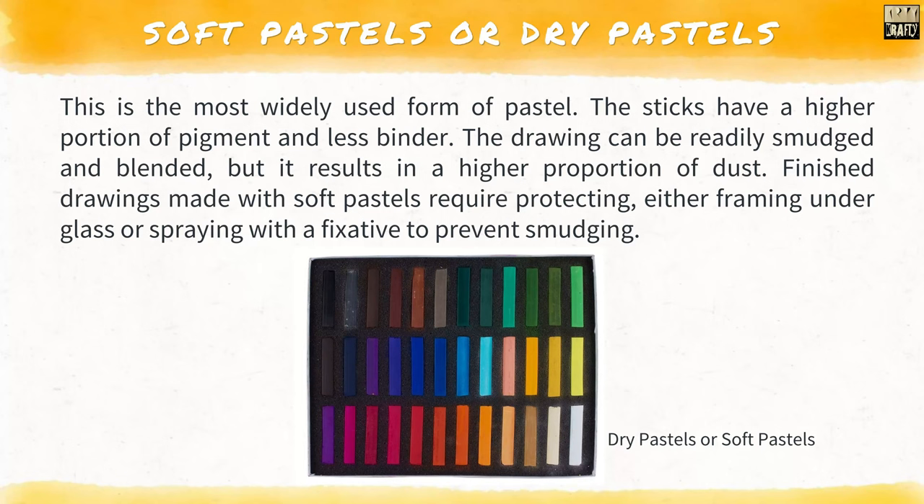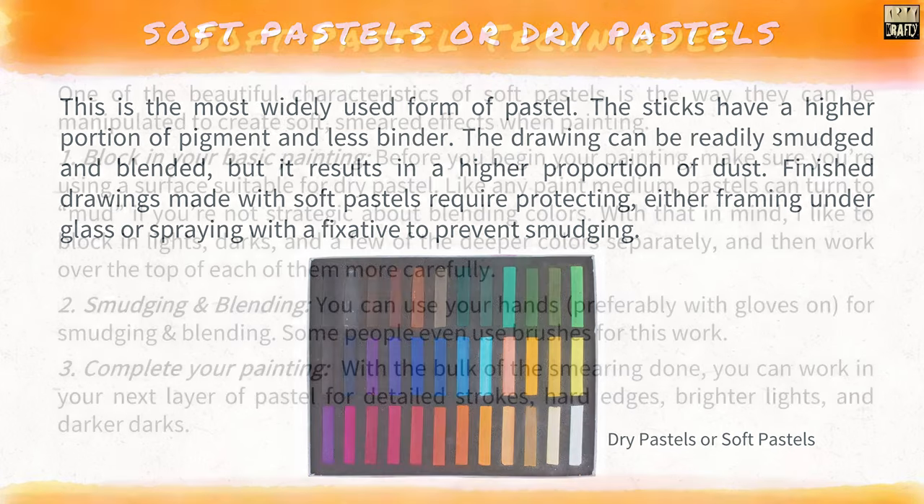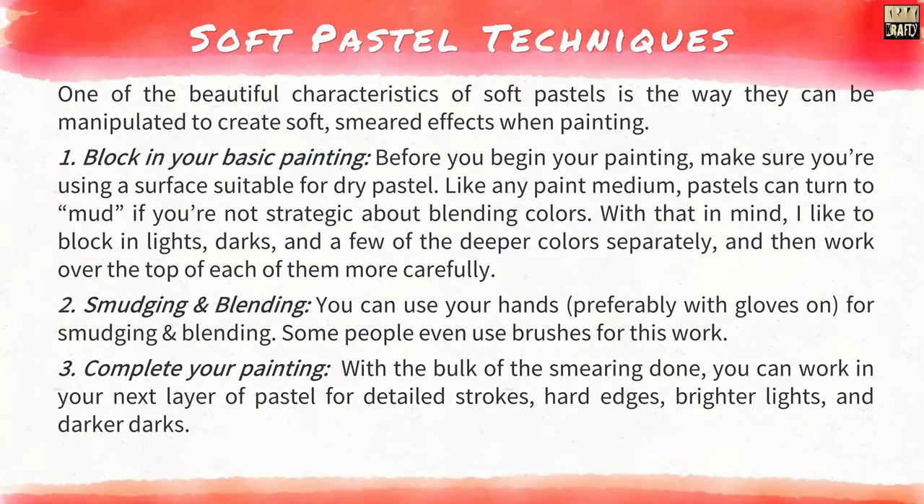Soft pastels or dry pastels. These colors are also found in the form of sticks and have a higher portion of pigment and less binder. The drawing can be readily smudged and blended. Next comes its techniques. First step, block in your basic paintings. Second step is smudging and blending, and then complete the painting.